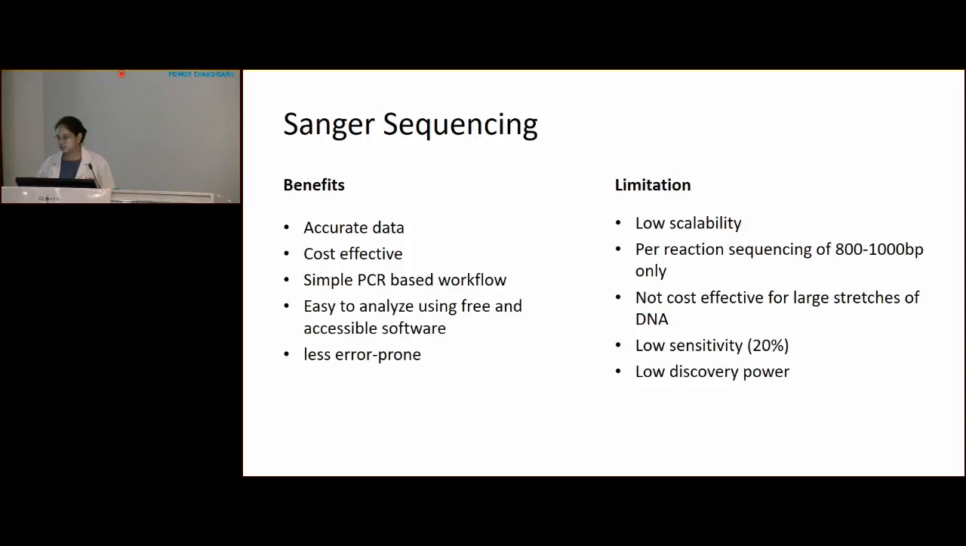It has low sensitivity, meaning when you have a somatic mutation, your heterogeneous population should have at least 20% of your target cells to be analyzed by Sanger sequencing. And finally, it has low discovery power. It is difficult to get novel variants or genes through Sanger sequencing, because in Sanger we design the primer and the target should be known to us.